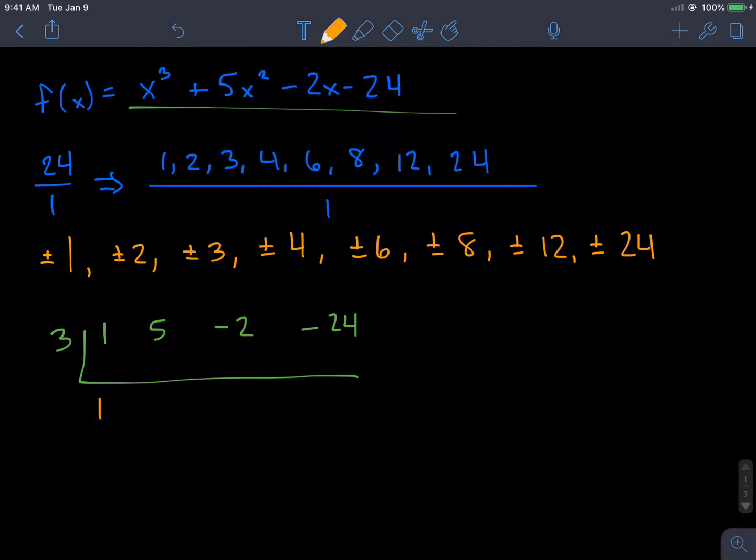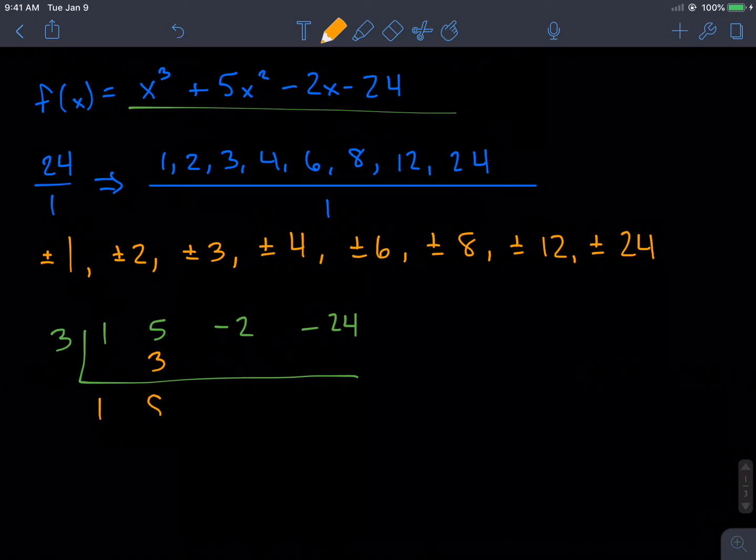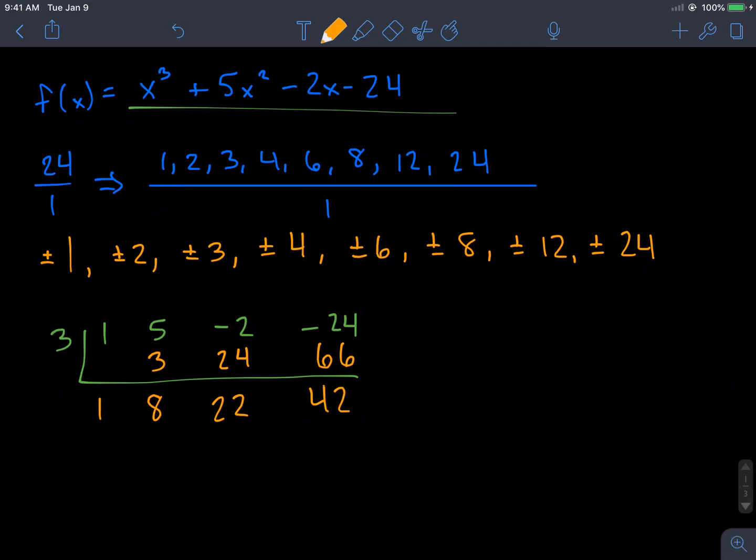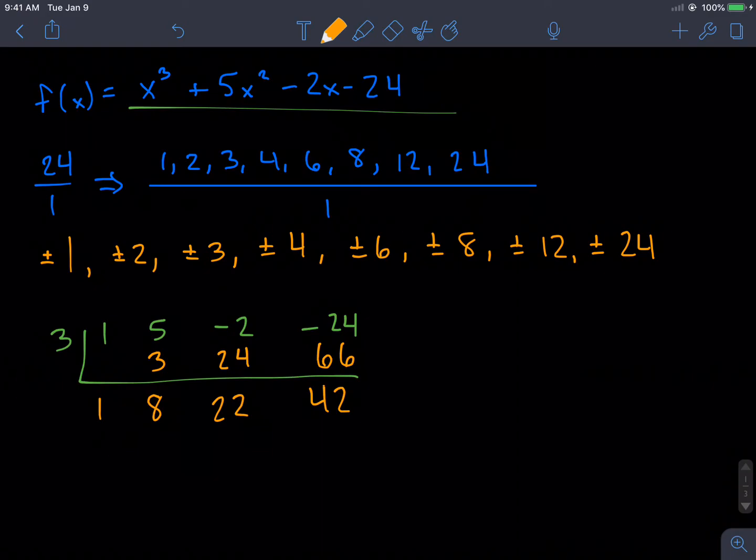So we bring down the 1. 3 times 1 is 3. 5 plus 3, 8. 3 times 8 is 24. Plus the negative 2 gets us a 22. 3 times 22, that's 66, and that does not look like that's going to work out, right? 66 plus that negative 24 gets us to 42. So 3 is not one of the zeros.